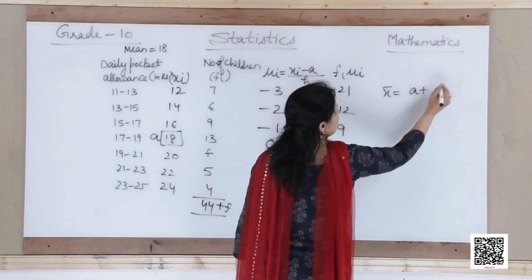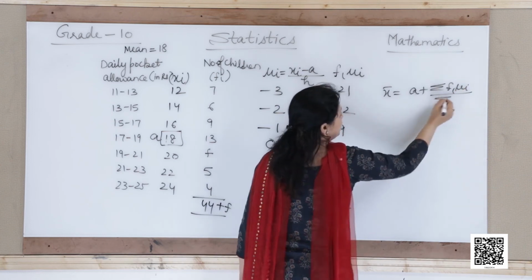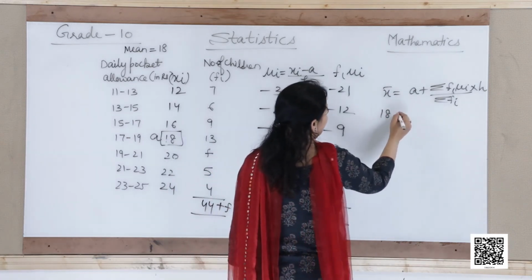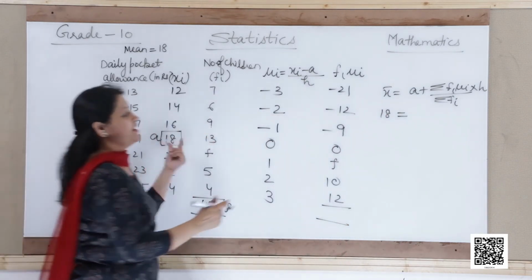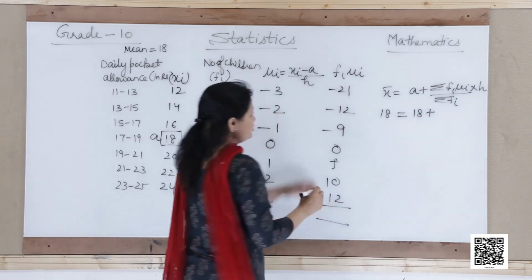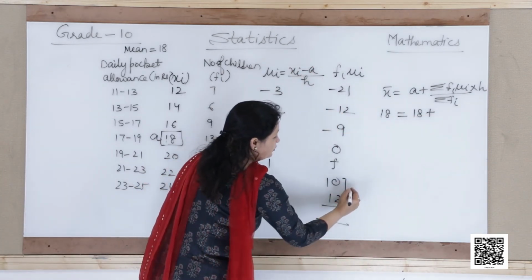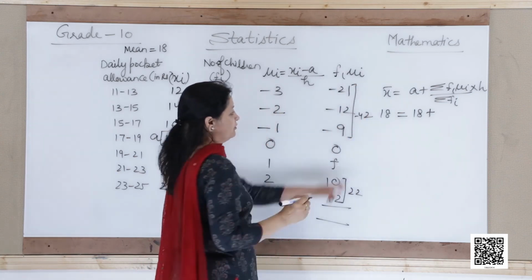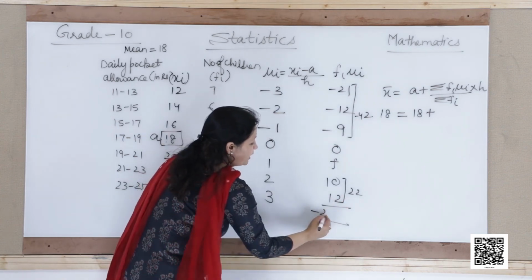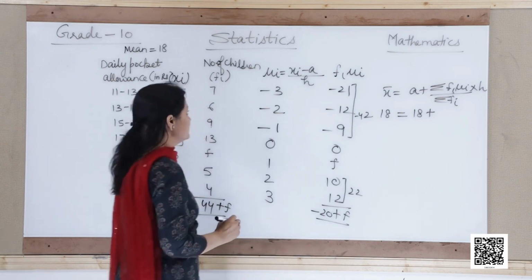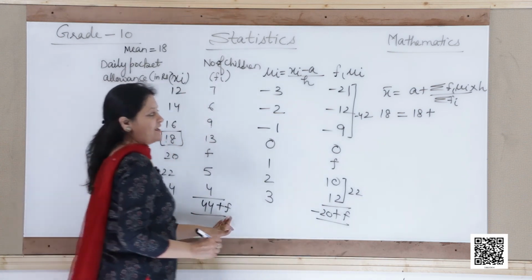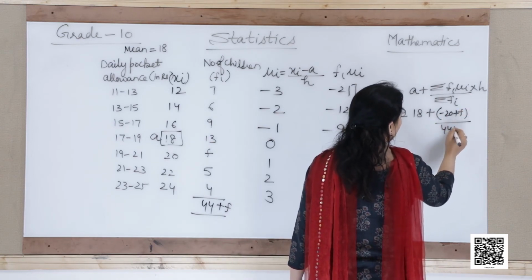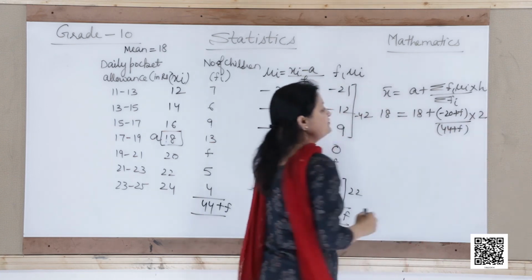Mean is A plus sigma Fi Ui upon sigma Fi multiplied by H. Mean is given as 18. Assumed mean we have taken as 18. Sigma Fi Ui we need to find out. 22 here, minus 42 here. Minus 42 plus 22, minus 20, and plus this F will be as it is. And this is 44 plus F. Now it is minus 20 plus F upon 44 plus F multiplied by the difference of 2.